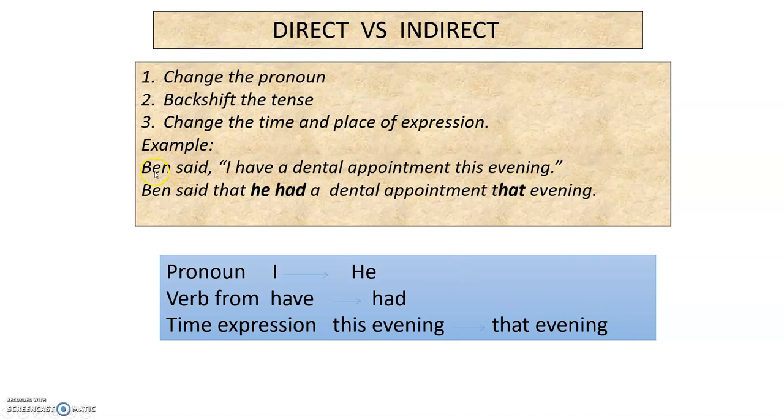Now let us look at this example to understand it better. Ben said, I have a dental appointment this evening. Okay, now this is direct speech. You have to change it into indirect. Ben said that he had. Why are we saying he? Because we know it's the name of a boy. So he had a dental appointment. This becomes that evening. So you can see the change, right? So you must keep all this in mind when you are changing it into indirect speech.